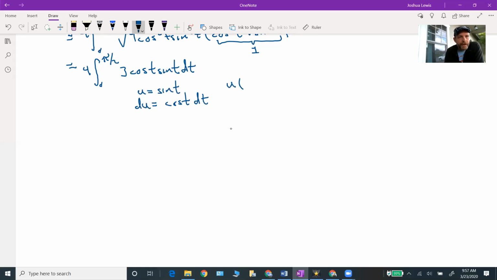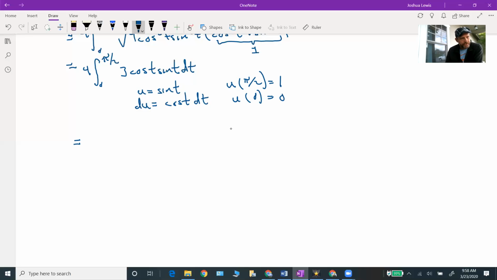Here's the deal. If I'd gone from 0 to 2 pi, then sine of 0 is 0, and sine of 2 pi is 0, which means I would have been integrating from 0 to 0. And so that integral would just be 0, but we know that's not accurate because we can see its arc length. So I was smart to go from 0 to pi halves. So let's see here. u of pi halves is going to be 1. u of 0 is 0. I'm not sure why I did that in reverse order, but okay.